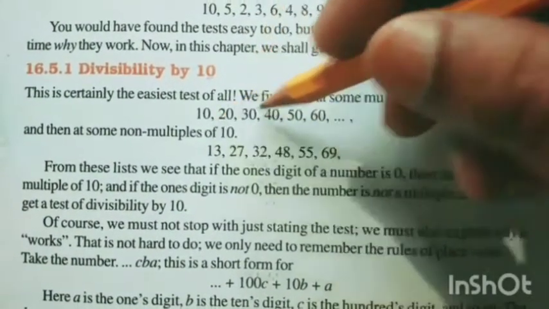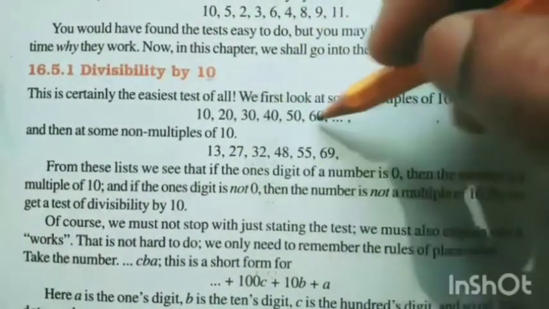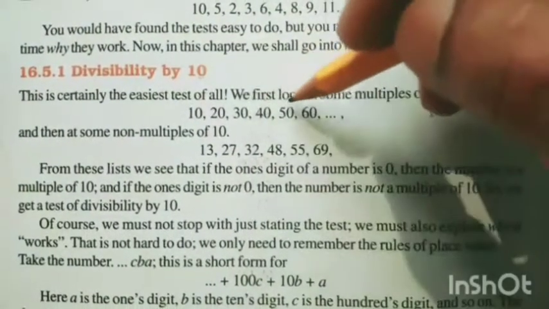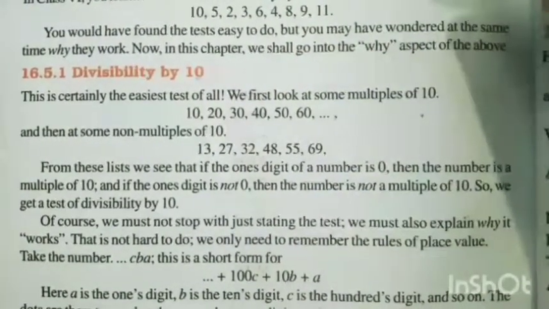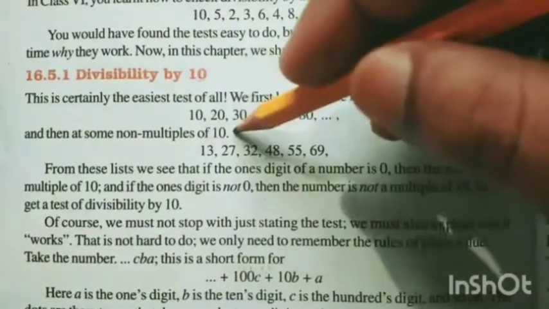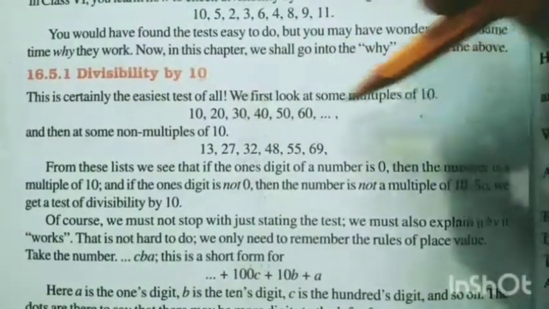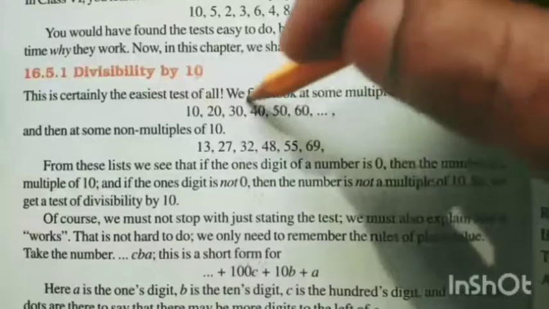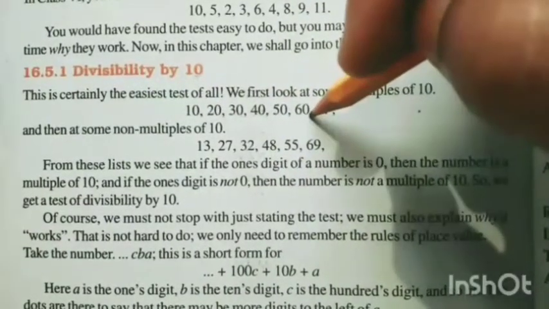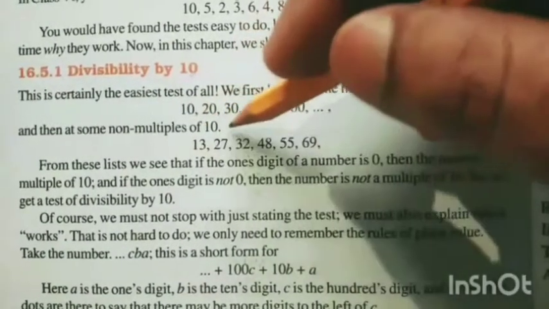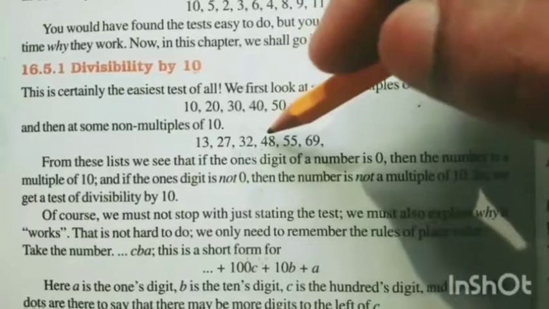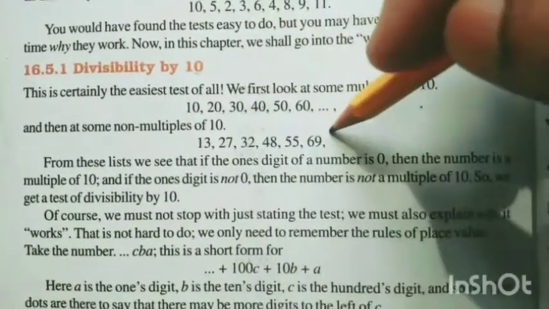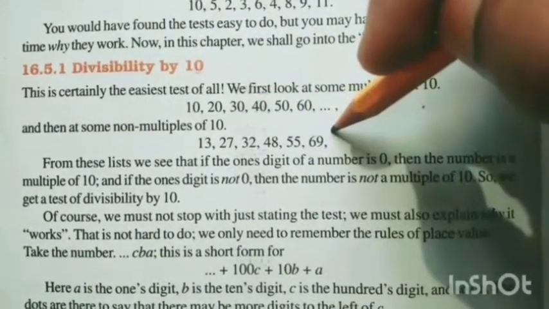Here you can see the examples. Here all the ones places are 0. If the ones place is 0, then that number is divisible by 10. Very easy. Here you can see they are the multiples of 10. Multiples of 10 means when multiplied, they have 0 in the ones place. But these are non-multiples of 10: 13, 27. They are not multiples of 10, so these numbers are not divisible by 10.